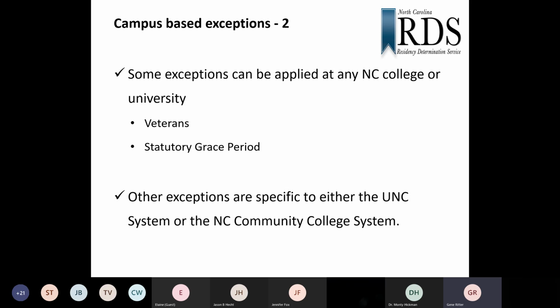So there are a couple of exceptions that can be given at any North Carolina college or university. One is the veterans exception and statutory grace period. We'll talk about that one. Others are specific to either the UNC system or the North Carolina Community College system. So let's take the veterans.